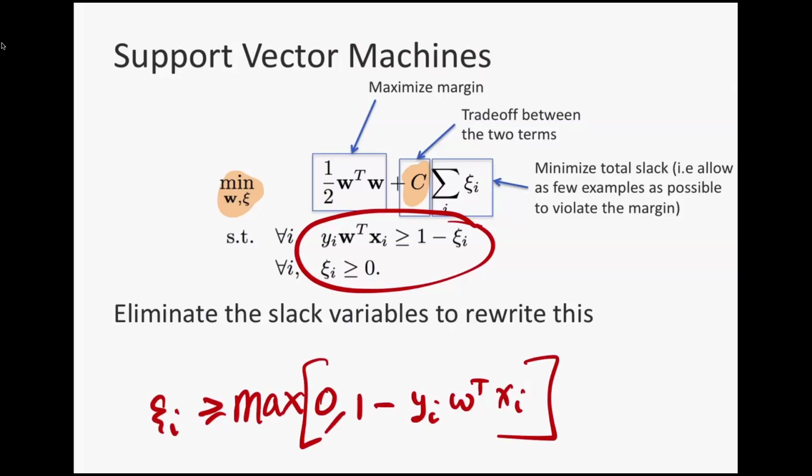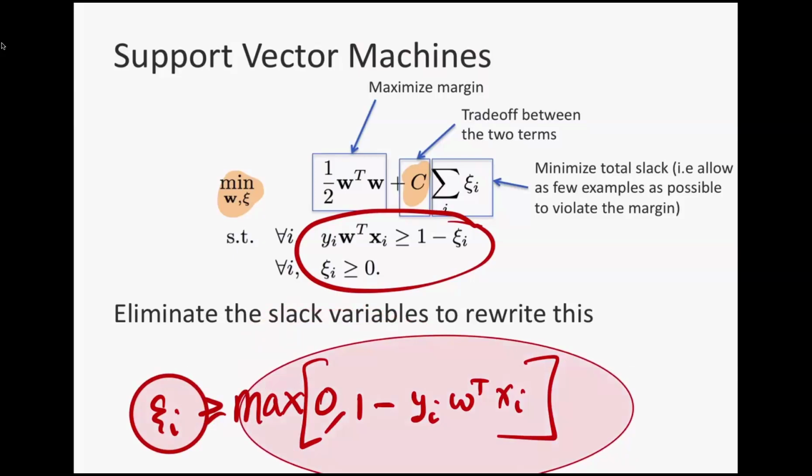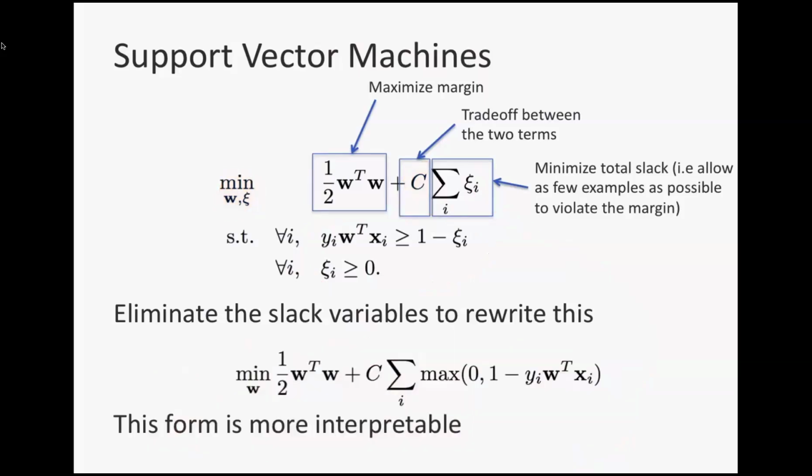For technical reasons that I don't want to necessarily go into, it turns out you can take this thing here and directly plug it into this part here. So you'll be left with an optimization problem that has no constraints. Minimize half W transpose W plus C times the sum over every example, max of 0, 1 minus y W transpose x. We've gotten rid of all the constraints by plugging in that inequality. It's not the exact same optimization problem, but it turns out these two optimization problems have the same solution. This form is far more interpretable, and whenever I say SVM, this is the thing I mean.